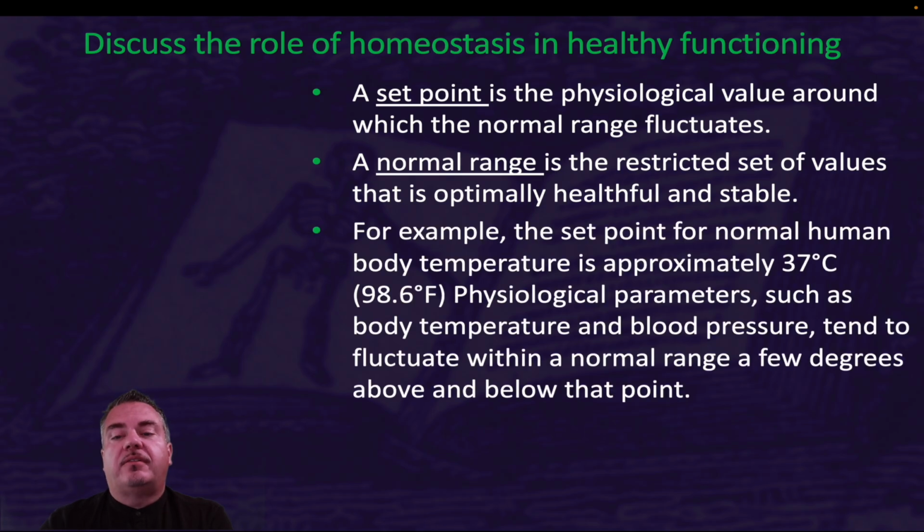For example, the set point for normal human body temperature is approximately 37 degrees Celsius. Physiological parameters such as body temperature and blood pressure tend to fluctuate within a normal range of a few degrees above and below that point.